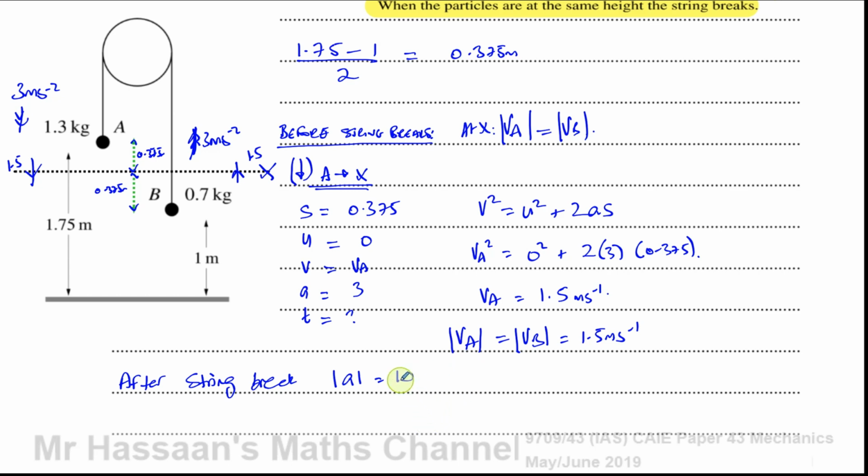Okay, it's going to be g basically, right? So therefore, it's not going to be the same situation. We have to use different equations, different values for SUVAT, right? Now, but B is going to be moving upwards.